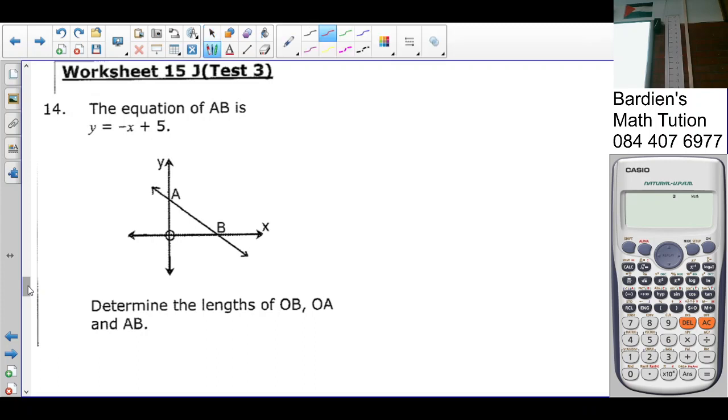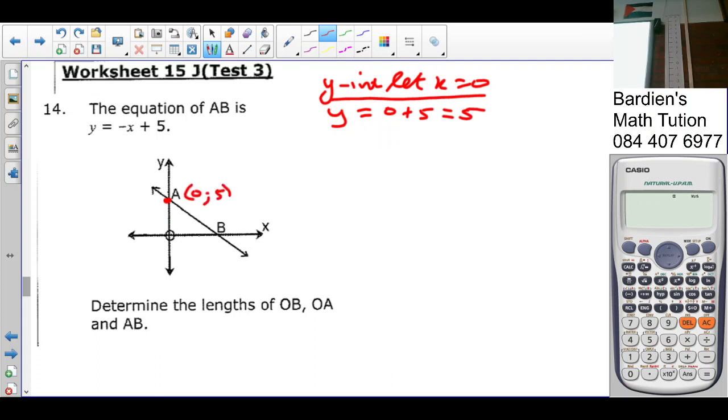If you look at this here, what is A to us? A is the y-intercept. What do you do for the y-intercept? We let x equal to 0. So y is equal to 0 plus 5, which is 5. So the coordinate of A is 0 and 5. But I haven't answered the question. What is the length of OA? 5 units. Not so?